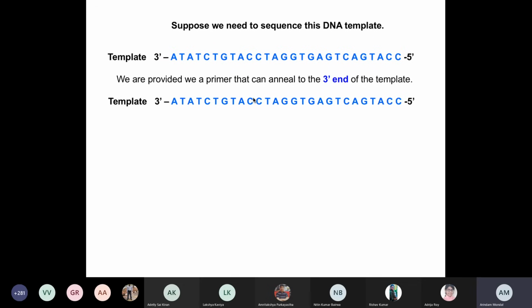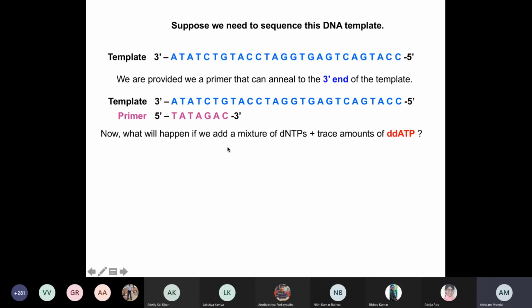So this is the template and you have a primer. You use the primer, and then what will happen if we add a mixture of dNTPs plus a very trace amount of ddATP? What phenomena will you be seeing? Say, for example, this is your template and this is your primer, and you want to initiate a polymerase chain reaction, or a DNA replication process. How can you do that?